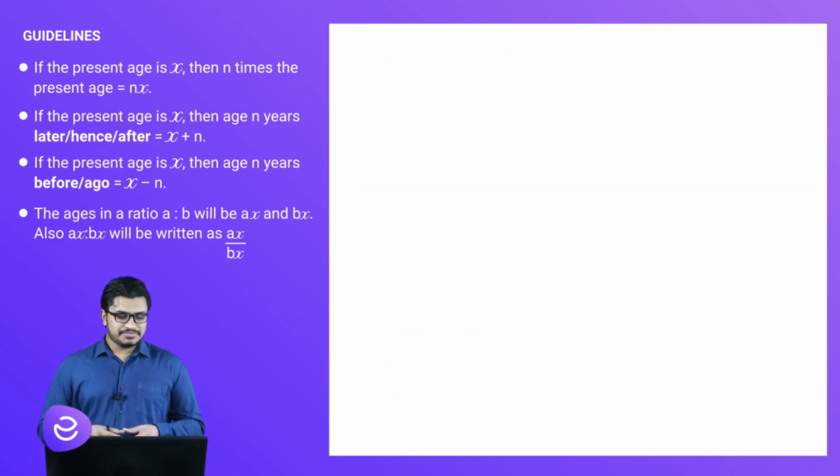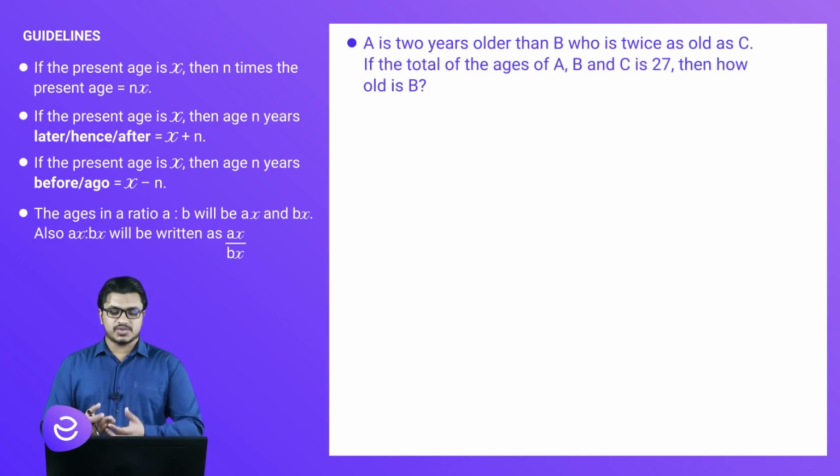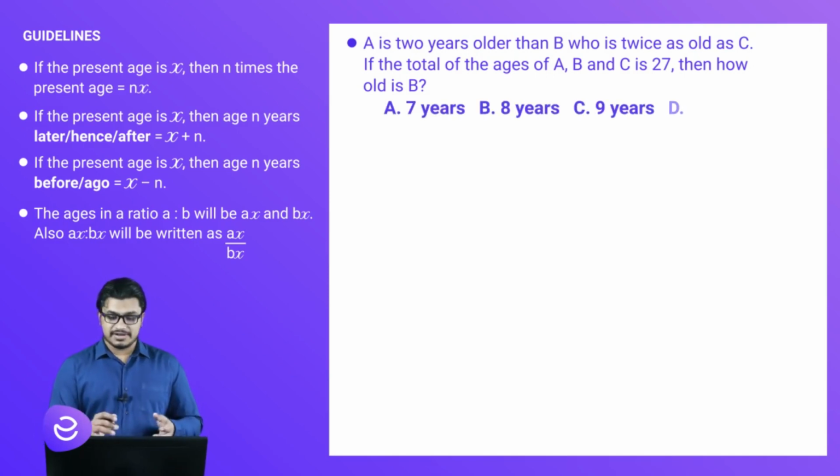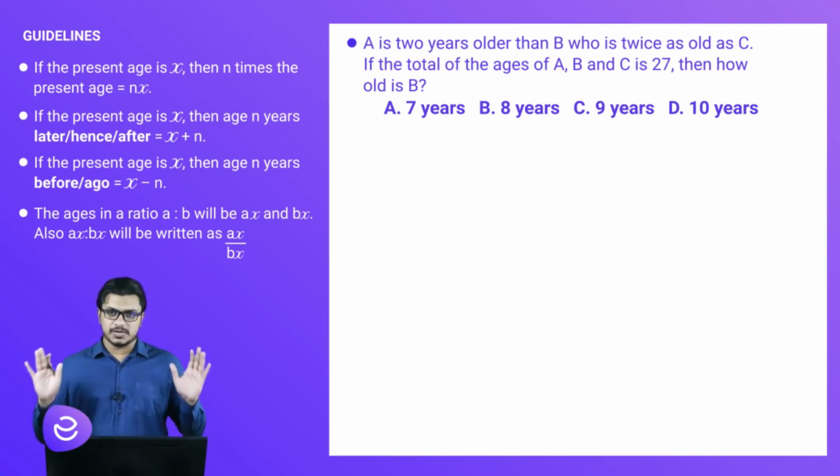The fourth question. A is 2 years older than B, who is twice as old as C. If the total of the ages of A, B and C is 27, then how old is B? So we have to find the age of B. We have a confusing piece of information and a direct piece of information. The direct information is that the ages of A, B and C total 27. So A plus B plus C will equal 27.